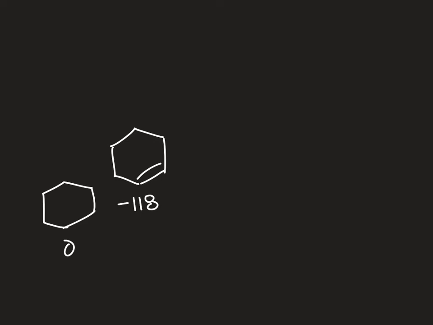So if we look at some relative energies of hydrogenation, which is what we use to look at stability, if we make cyclohexane our reference point, so 0, if we then put in a double bond to make it cyclohexene, that energy released whenever you do hydrogenation increases, meaning it's a little bit less stable.